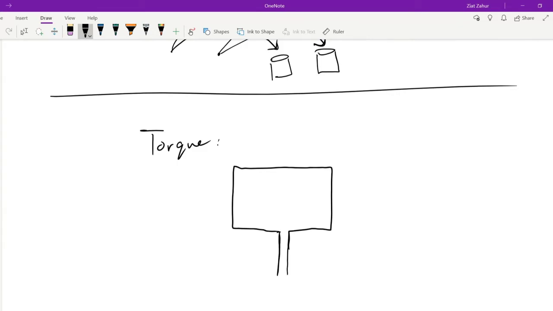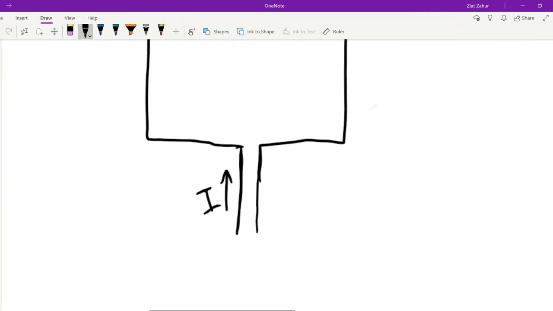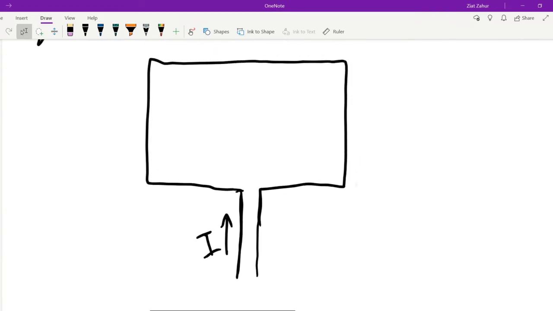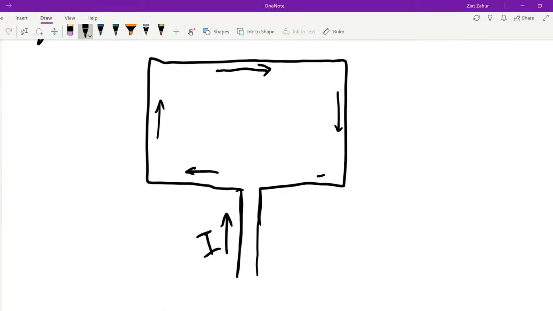Let's send current this way, up the left one. If current is going up the left one, it's going to turn to the left here. So along this wire, current is to the left. Along the left wire, it's upwards. Along the top wire, it is to the right. Along the right wire, it is downwards. Along this segment here is left. And then it will come back down through the other tail.